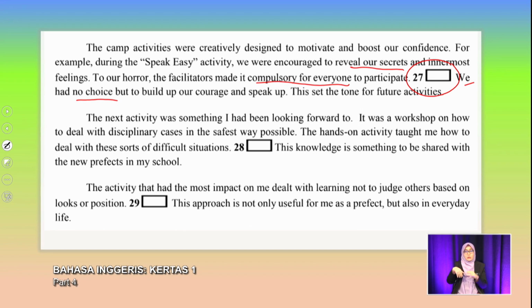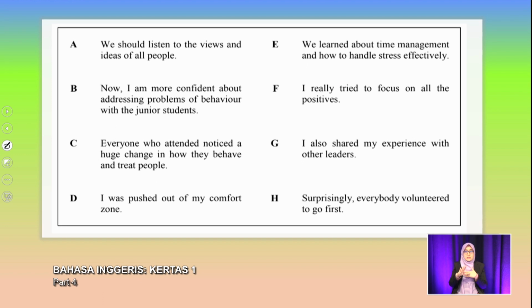Compulsory. So, from options A until H: A, we should listen to views and ideas of all people. B, now I am more confident about addressing problems of behavior with the junior students. C, everyone who attended noticed a huge change in how they behave and treat people. D, I was pushed out of my comfort zone. E, we learned about time management and how to handle stress effectively. F, I really try to focus on all the positive.